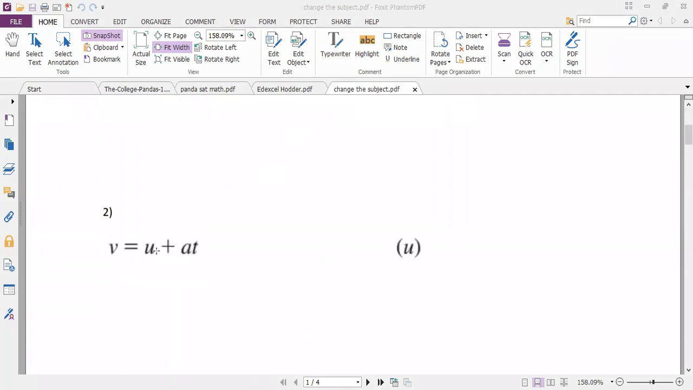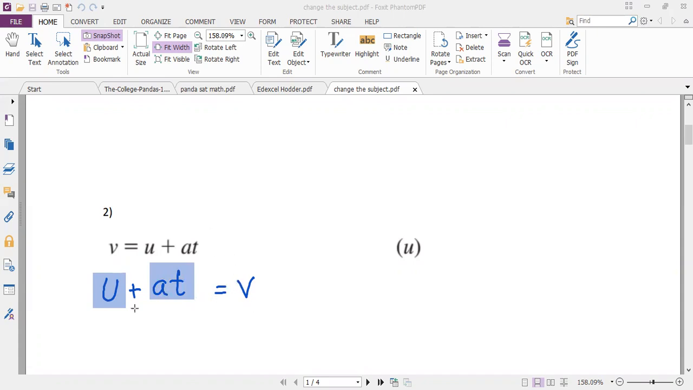V equals U plus AT. And I want to make U the subject. So we can switch sides firstly and write U plus AT equals V. So we have two terms. The first term is U, it's called a term, and A multiplied by T together is a term, equals V.